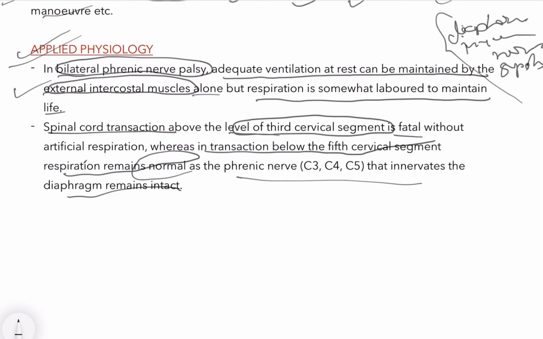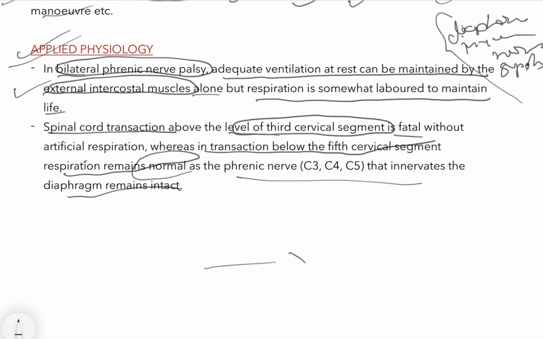So if the transection is above the third cervical segment, it will become fatal, because there will be interruption of the white matter and grey matter associated with the nerve roots, and hence it will disturb the cervicomedullary junction and tip of conus medullaris. So it will create a fatal effect on the respiratory system. But when it is C3, C4, C5, then the diaphragm remains intact, meaning there is no effect.